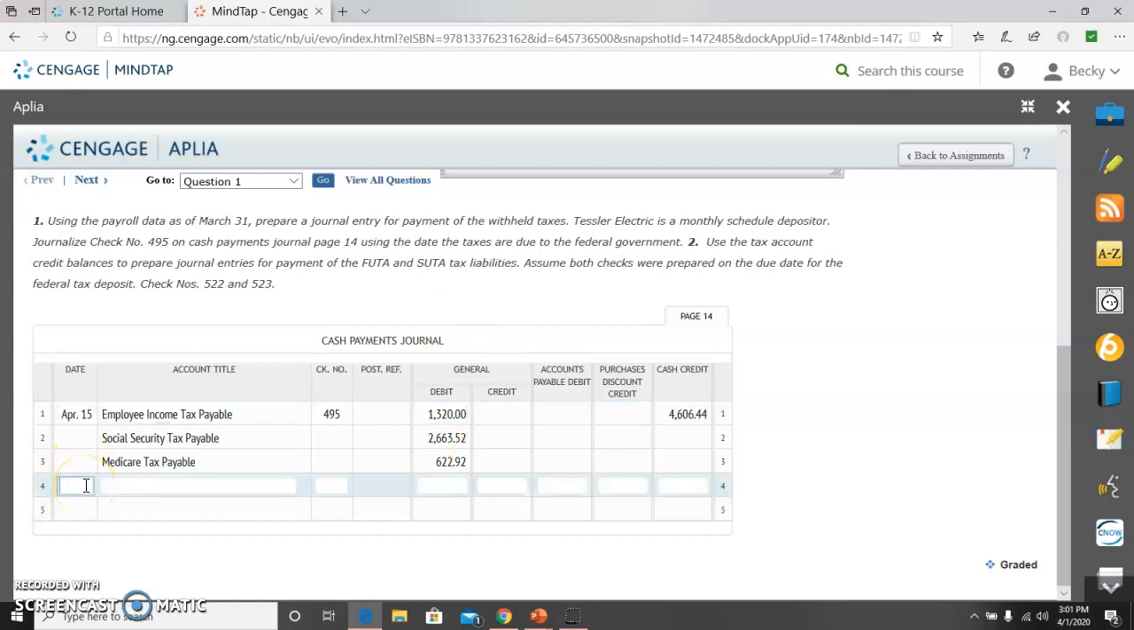Then I need to pay FUTA. So FUTA I pay for the quarter. So for March 31st, quarter ended, I would pay it by the end of the following month. So that's April 30th. And the same for SUTA, so I'm just going to kind of do them both here simultaneously. I'm going to debit the liability accounts to get rid of them. So I'm just going to go ahead and put those words in so I have them.